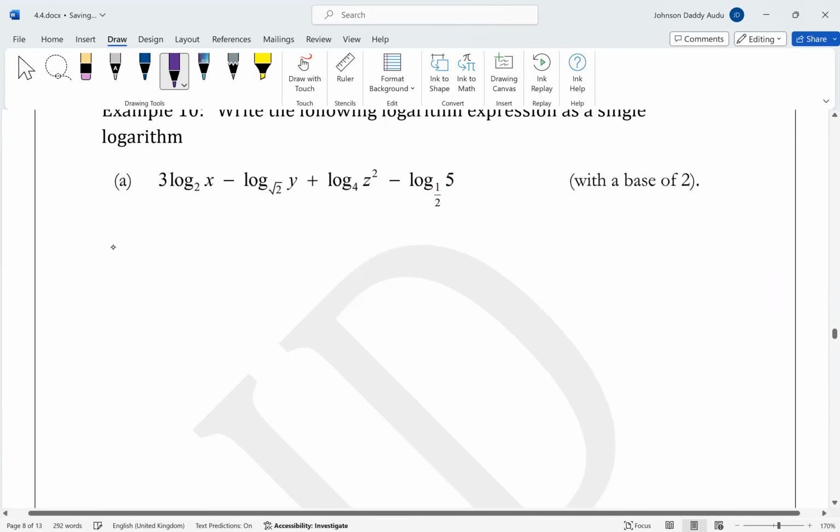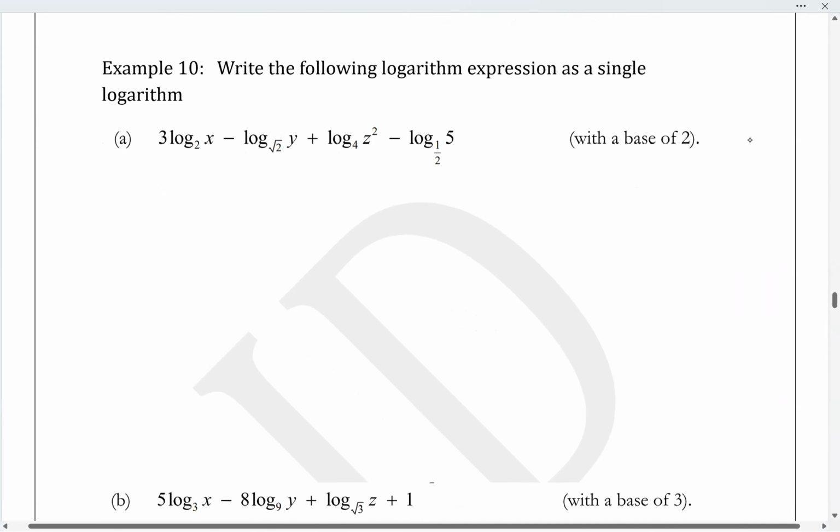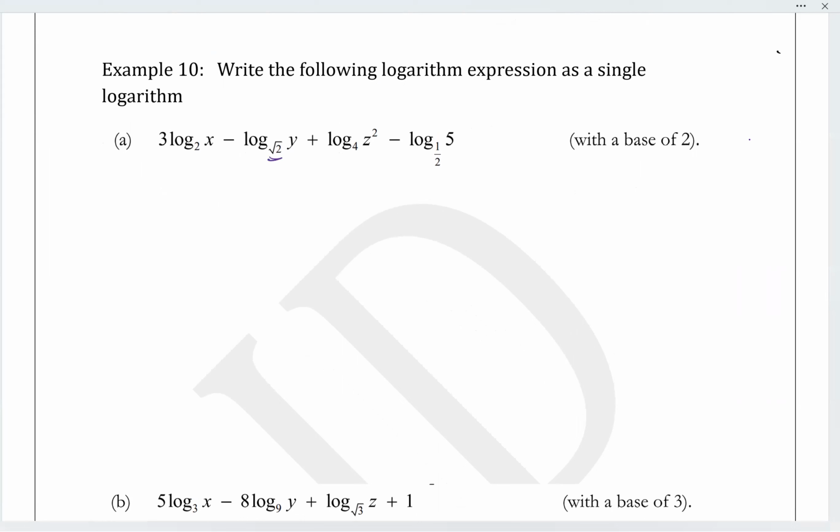So look at this one. We will see that the bases are also different. We have base 2, we have base half here. So this we can write first as 3 log 2 of x minus log, this is now 2 to power half, of y, plus this we can also write as 2 to power 2 of z squared, minus this, now we can write as 2 to power minus 1 of 5. So look at it, we try to write every base to be of power 2.